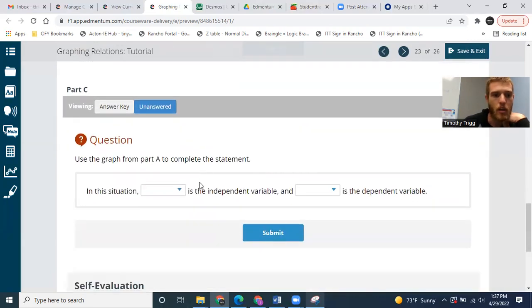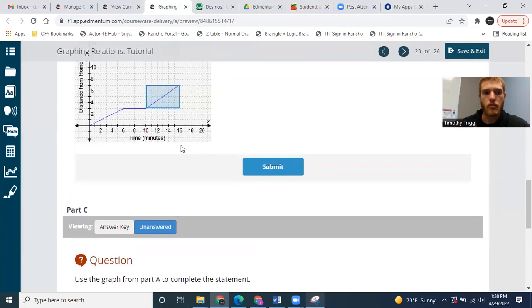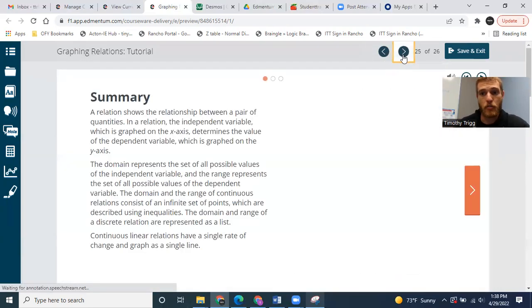Let's look at part C. Use the graph from part A to complete the statement. In this situation, time is the independent variable and distance is the dependent variable. Remember, if time is involved, it's almost always going to be the independent variable. And also the x-axis shows us the independent variable. So once again, we can see on the x-axis, time in minutes is our independent variable. That makes sense.